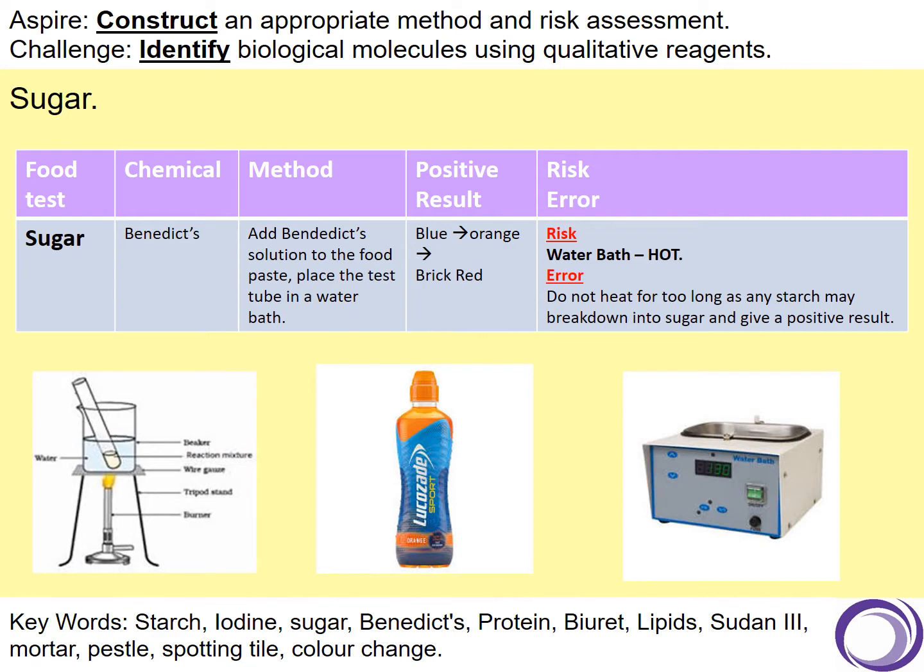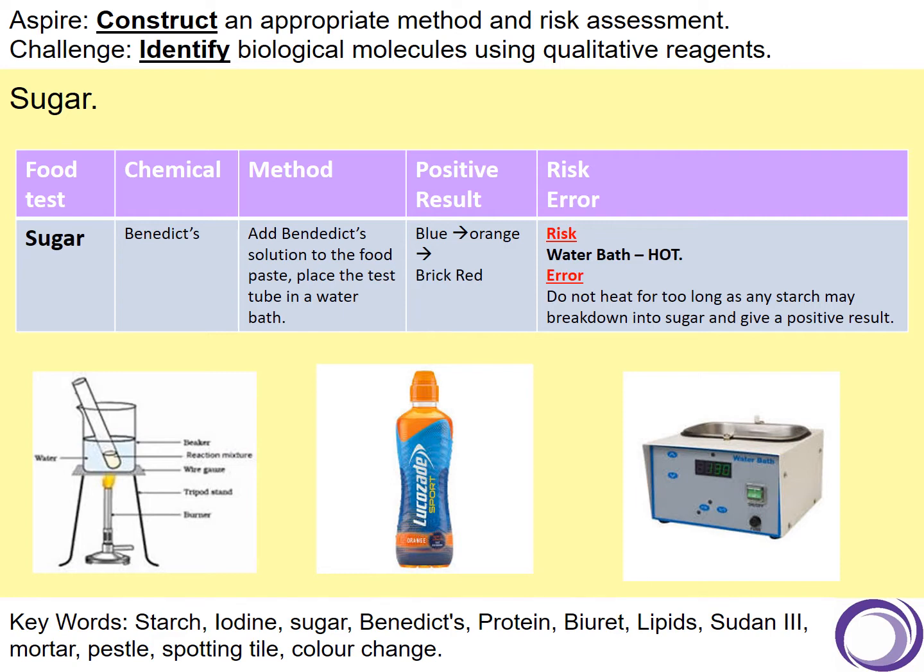When I'm thinking about this, I always think about Lucozade Sport. Lucozade Sport says glucose on it because it's got lots of glucose in. The sticker on the outside is blue and the contents is orange. So I think about this Benedict's working its way in, going from a blue colour to an orange colour, and brick red if there's lots more in there.